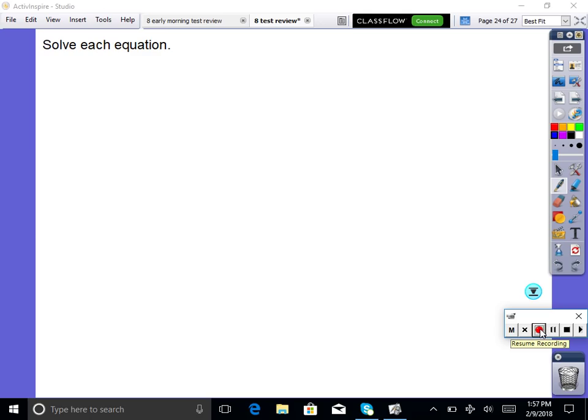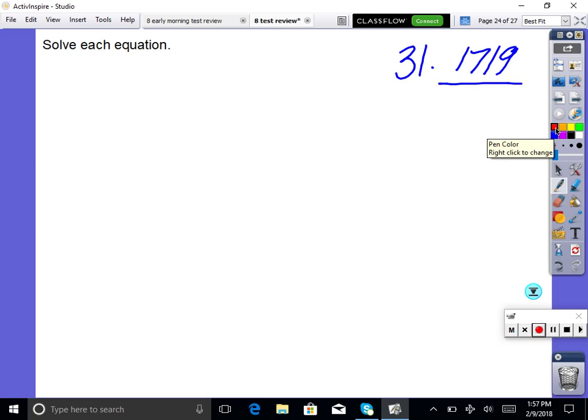Also, a side note, I'm not going to do 31. 31's answer, if you did do it, you get this answer correct. So I'm not going to go through that one. That one's not a big deal. So we're going to move on to the back page here.